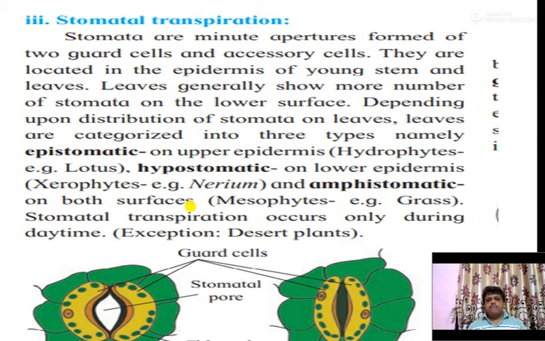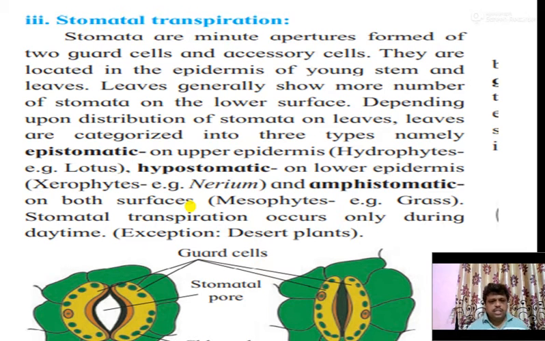Okay, so these are minute apertures. Stomata means small apertures located on the surface of the leaves. It may be the upper surface or maybe the lower surface, and these minute apertures or pores are guarded by two guard cells. Those cells are called guard cells. As far as dicot plants are concerned, dicot plants have kidney-shaped guard cells, while monocots have dumbbell-shaped guard cells. So this is the basic difference between the dicotyledonous stomata and the monocotyledonous stomata.